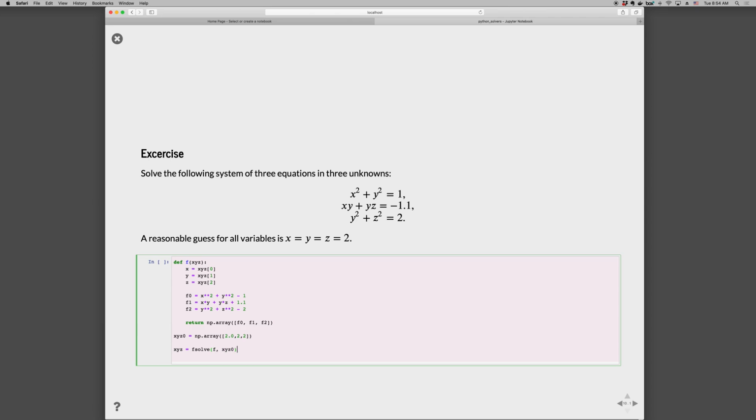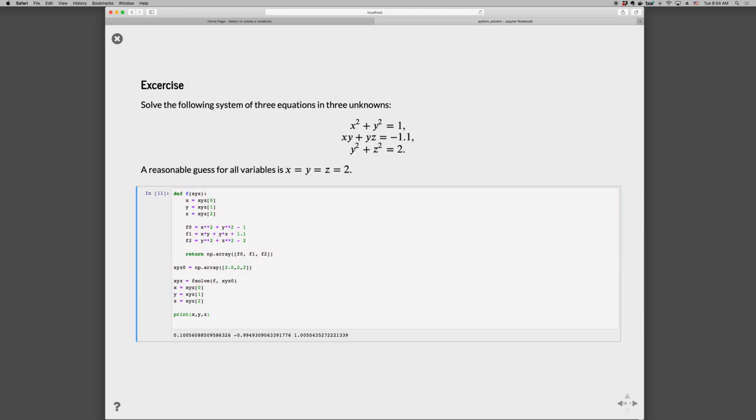And then if we want to recover the individual variables, we can use the same code that we have here, and go print x, y, z. We get the following answers. And again, we can make sure that they work. F of x, y, z, which is effectively zero, tiny numbers. Okay, so there's another example, multiple equations and multiple unknowns.